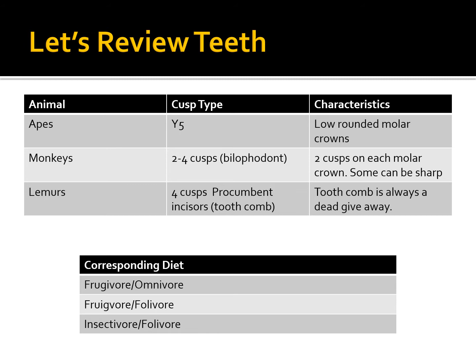They have a procumbent incisor as well as a tooth comb, and the tooth comb is always a dead giveaway. If you're looking at a skull and they have a tooth comb in the front, you are going to be looking at a prosimian, most likely a lemur.